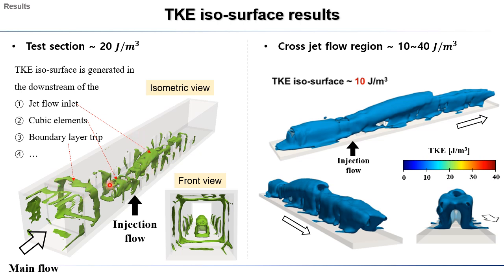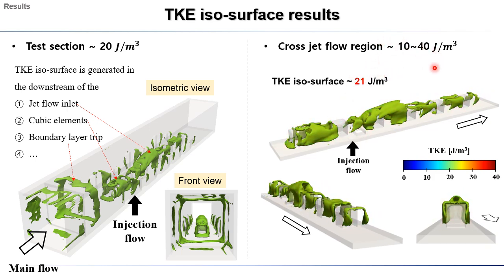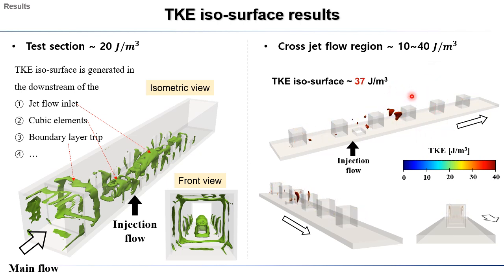The right side shows the TKE isosurface results for the CrossJet flow region of TKE with a range of values from 10 to 40. We can clearly observe the variation in TKE values from 10 to 40 in the isosurface, with the maximum TK value occurring downstream of the first cubic element after the jet flow inlet.